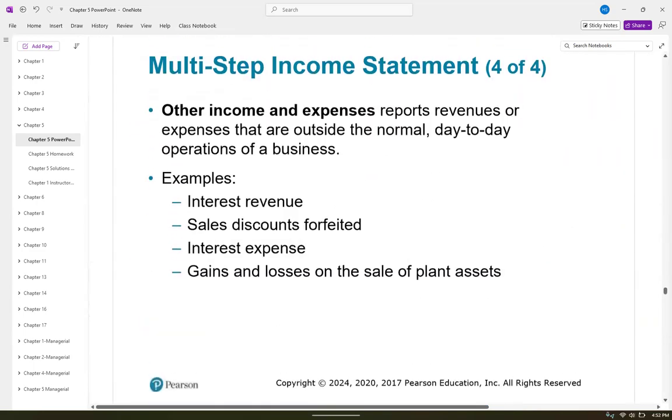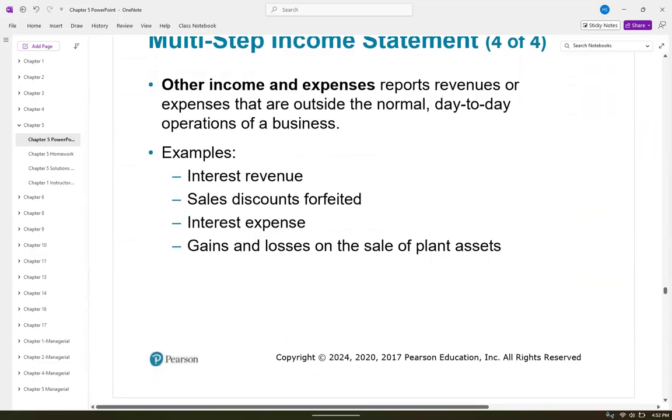Okay. Those other examples, I said interest revenue, sales discounts forfeited, interest expense, and gains and losses on the sale of plant assets. I want you to think about this really quick. It's not every day that you sell a Walmart building, okay? Or you sell a McDonald's, the building that's there, okay? So we separate those out because that's not something we are doing all the time. They're kind of extraordinary, kind of out of the ordinary. So we do put those down in the other income and expenses.